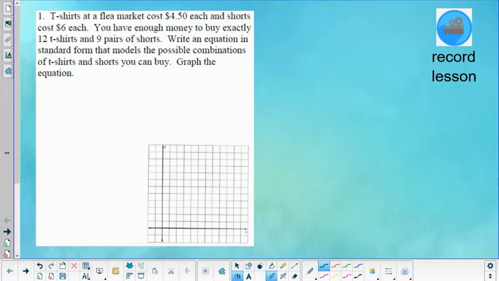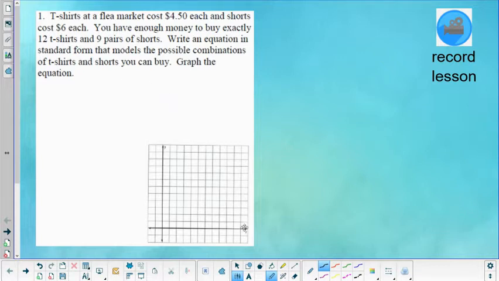All right, so this one says t-shirts at a flea market cost $4.50 each and shorts cost $6 each. You have enough money to buy exactly 12 t-shirts and 9 pairs of shorts. Write an equation in standard form that models the possible combinations of shirts and shorts you can buy. Okay, so first off, whenever I see a word problem like this, I like to identify my variables.